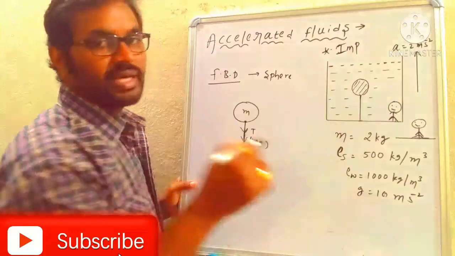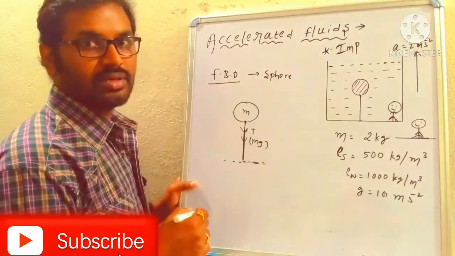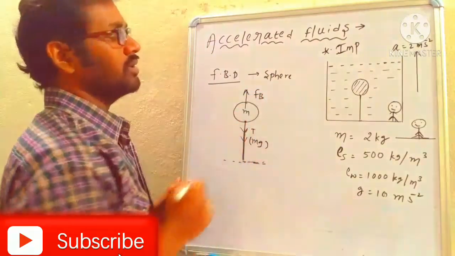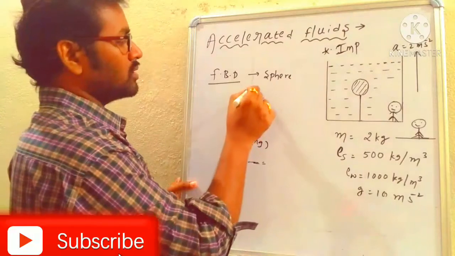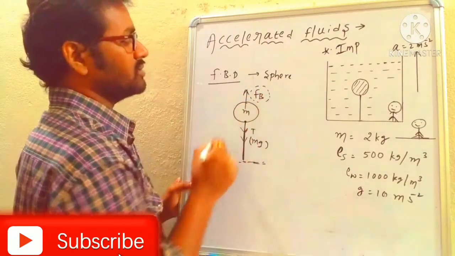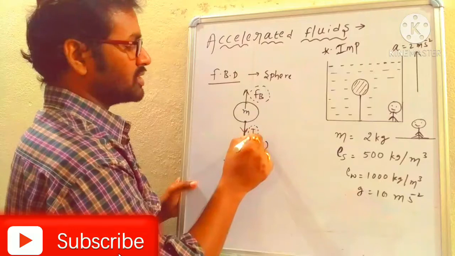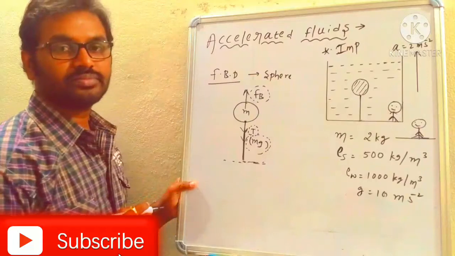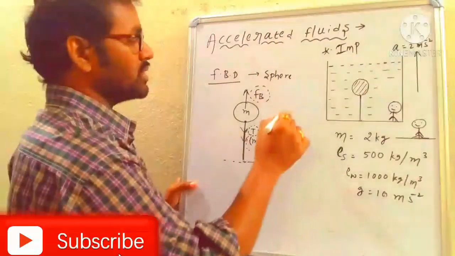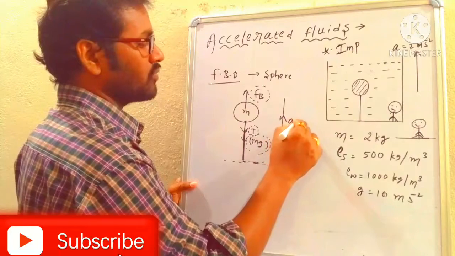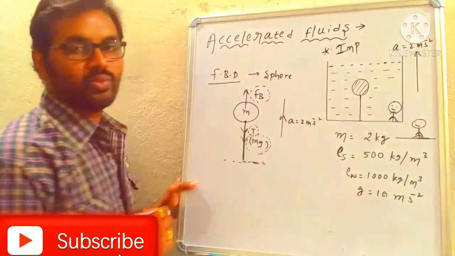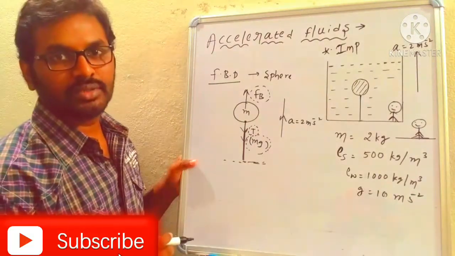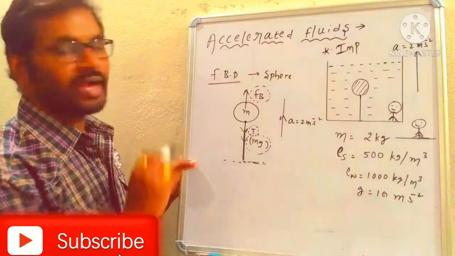As the whole object is inside the liquid, it experiences the maximum buoyancy force, FB. You can see the first is the buoyancy force in the upward direction, second is tension, and the third is the weight of the object. And the whole system is moving upward with an acceleration a equal to 2 meter per second square. Now we can write the force equation, Newton's second law, to find the tension here.